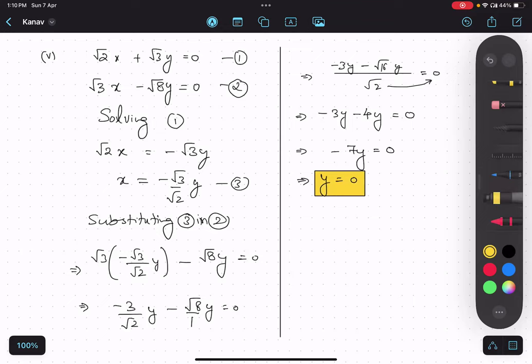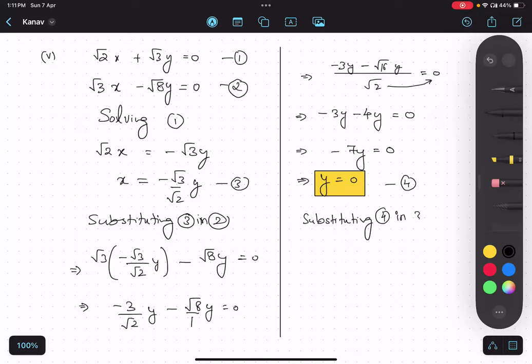So the second part is pretty easy. I'll just substitute this value. So this becomes my equation number 4. Substituting 4 in 3, always in 3, because that is already solved. Root 3 upon root 2 into 0. So anything multiplied by 0 will become 0.